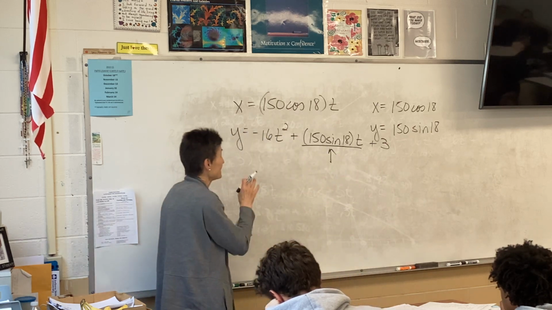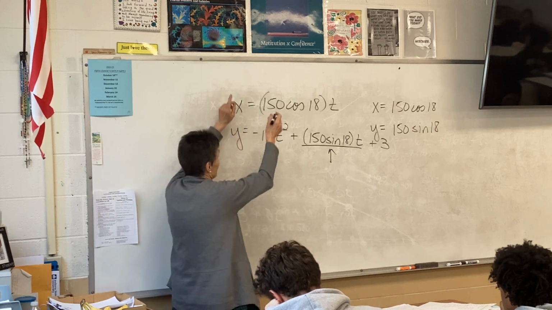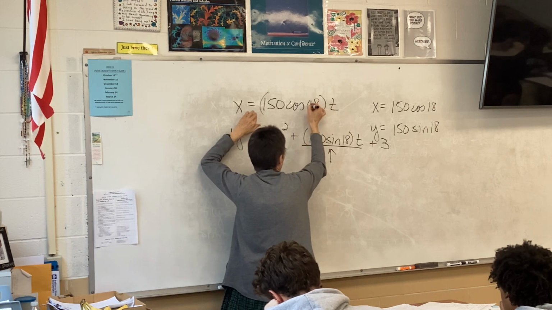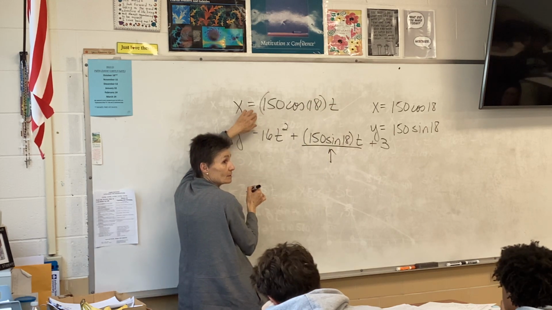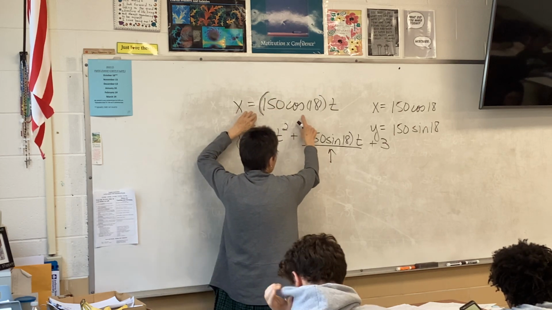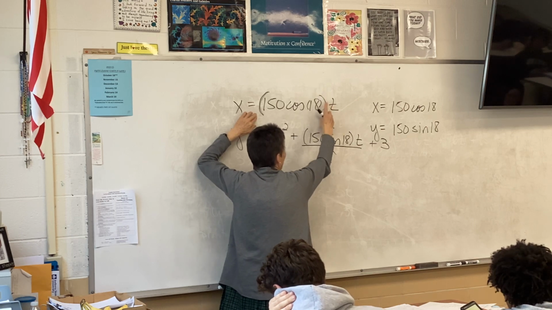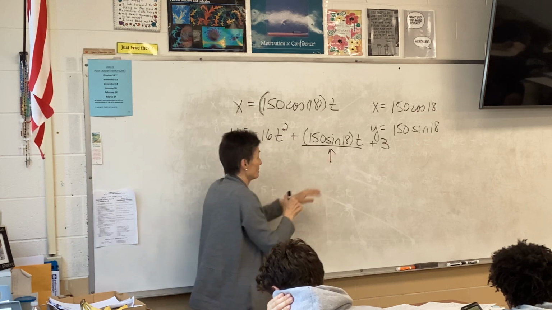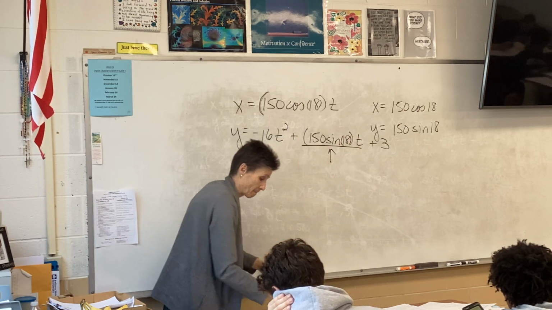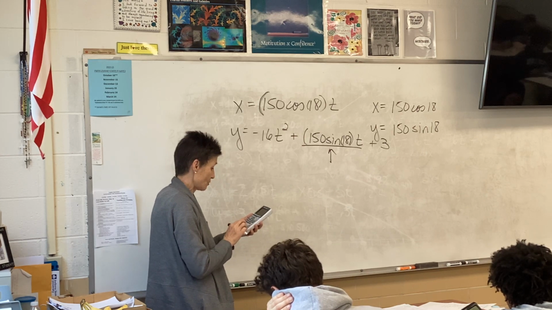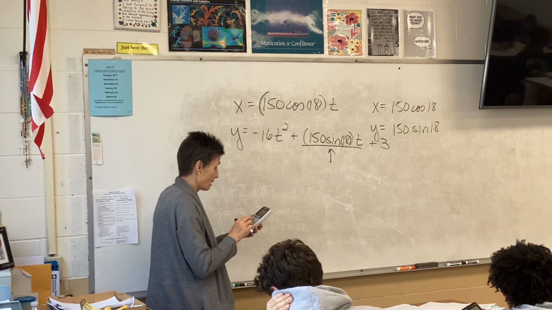Now, this one is tricky to type in. Caution. Sometimes I have issues with this. I have to be really careful because the calculator is going to automatically put parentheses there. So you got to start with parentheses, 150 cosine 18, close both sets of parentheses, and then put your t. And the same thing's going to happen here. These are tricky to type in, so please take your time and get it typed in right.